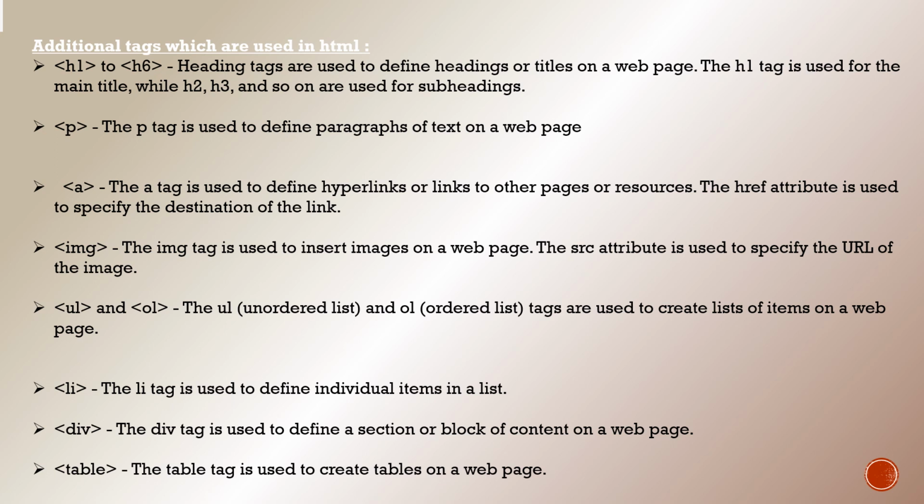Next we'll go with div. The div tag is used to define a section or a block of the content on the web page. This table tag is used to create tables on the web page. If you see here, H1, P, A, image, UL, OL, LI, div, table. These are the tags, the short form of the tags we'll be using in the structure code.